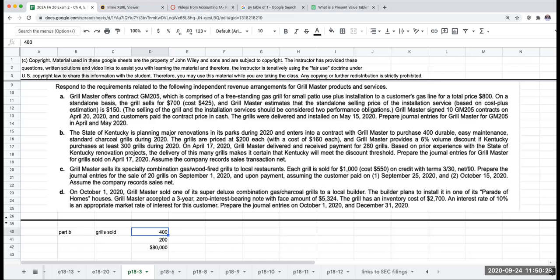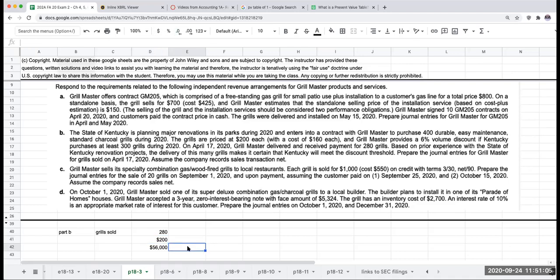It was a contract. Rather, over here, the state of Kentucky is planning major renovations and enters into a contract to purchase 400 durable, easy maintenance grills during 2020. So there's going to be nothing written on that because it's just a contract. The grills are priced at $200 each. They provide a 6% volume discount if they purchase at least 300 grills during 2020. They deliver and receive payment for 280 grills. Okay, so it's actually 280 times 200, which is my cost per grill.